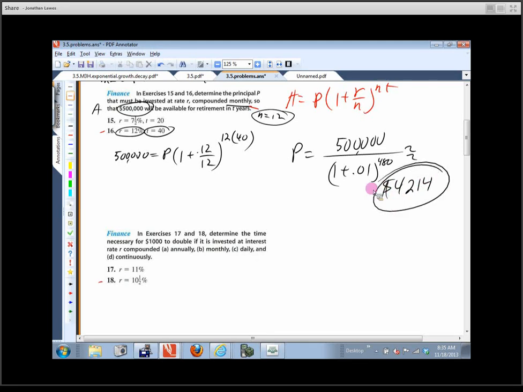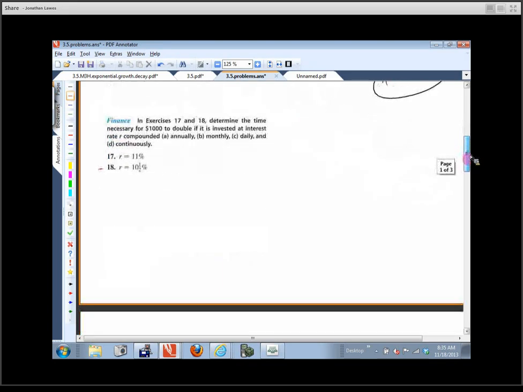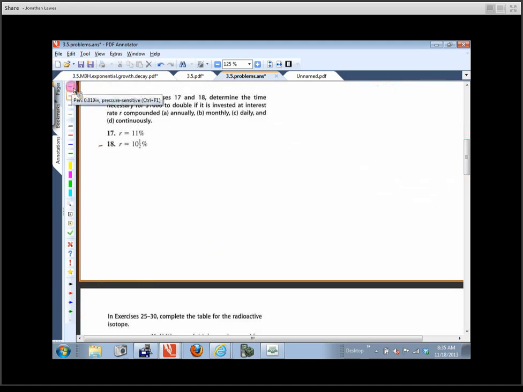Everybody okay with that? Anybody not get that on their calculator? Okay, let's take a look at the next one and pay close attention to this because I want to change the instructions just a little bit. It says, determine the time necessary for $1,000 to double if it's invested at an interest rate of R, compounded. I only want you to do annually, and I want you to do continuously. I want you to make two comparisons.